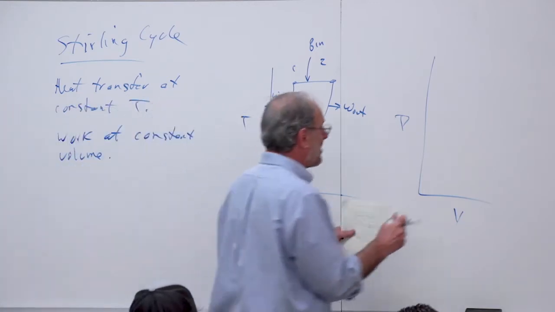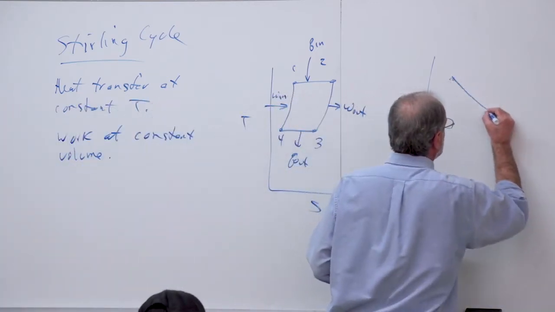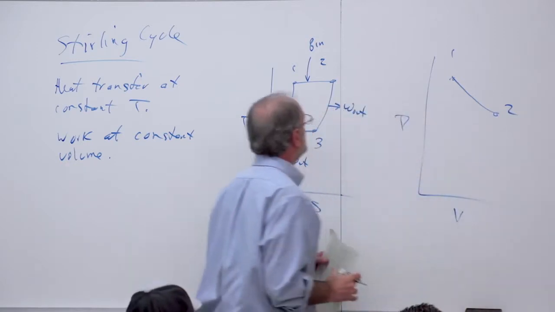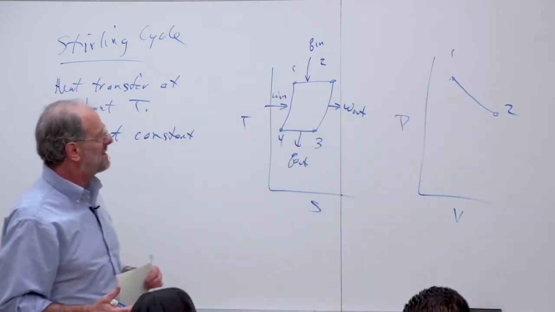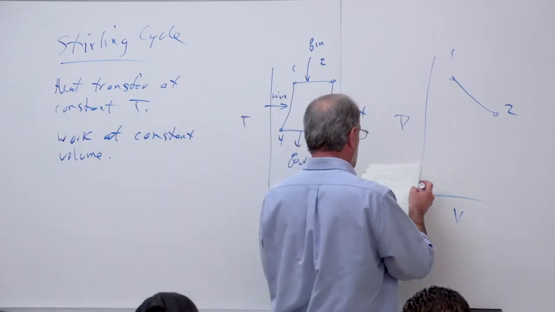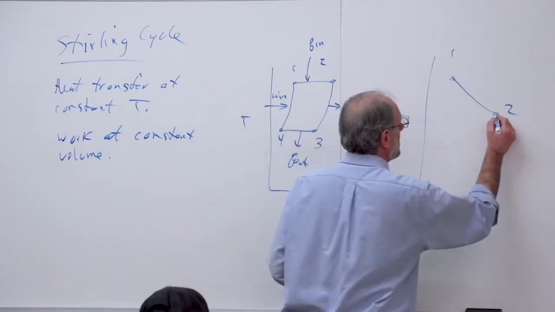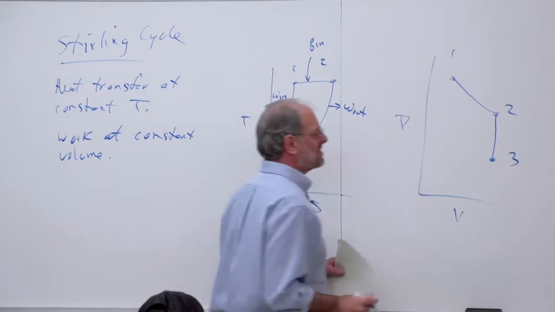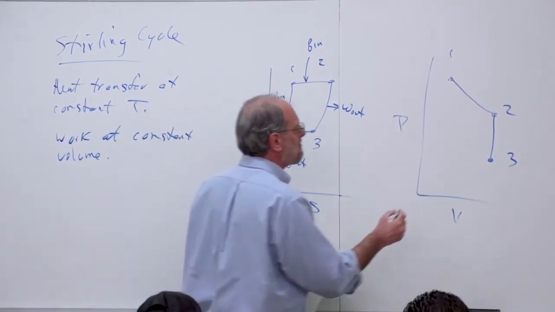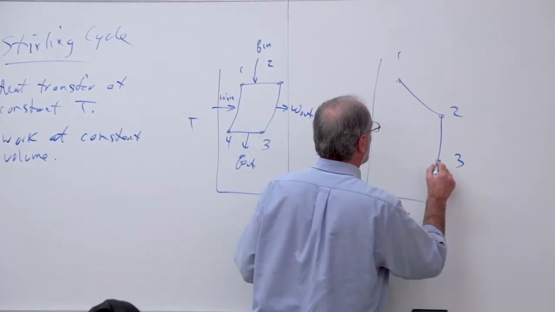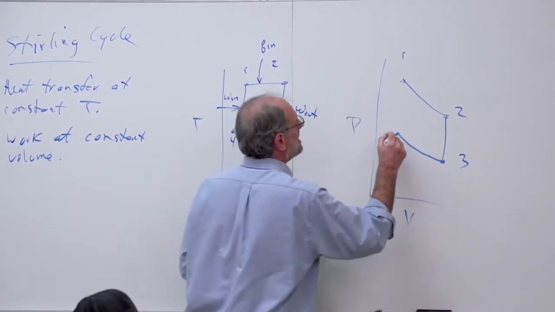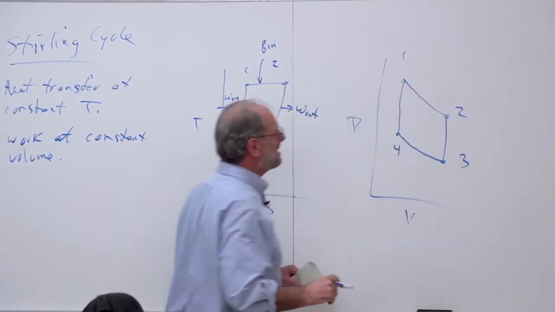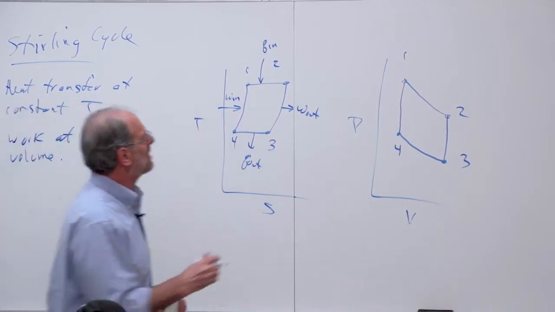On the PV diagram, we would start at 1 and go to 2 in this fashion. Okay, so the volume is actually going to be increasing. Then we're going to go through the constant volume work process. So there's constant volume, just a vertical line. Then we're going to have our next constant temperature process, where we're going to reject heat. And then lastly, our work input from 4 to 1.